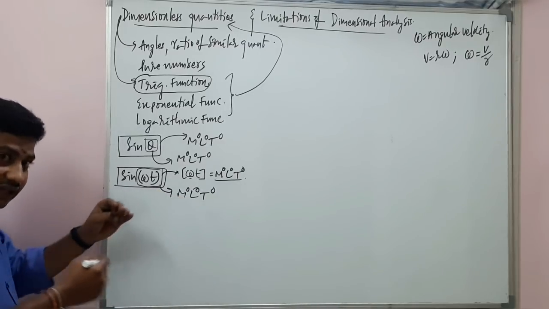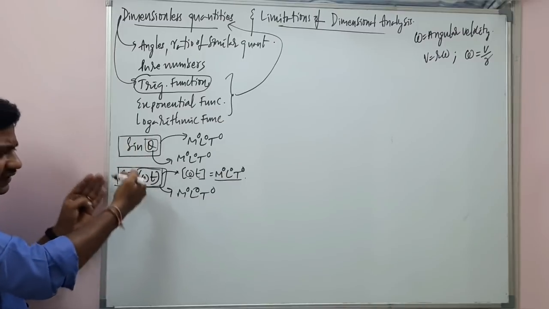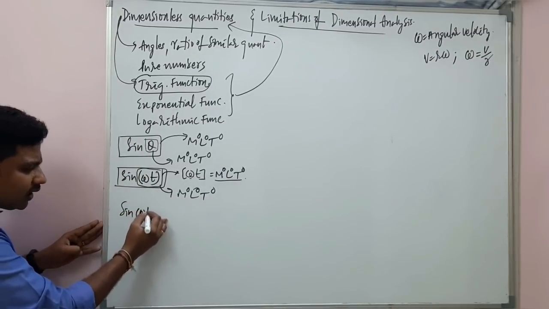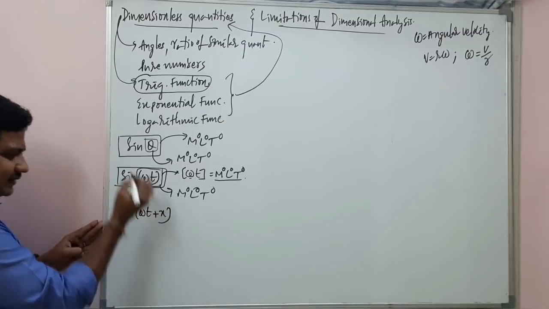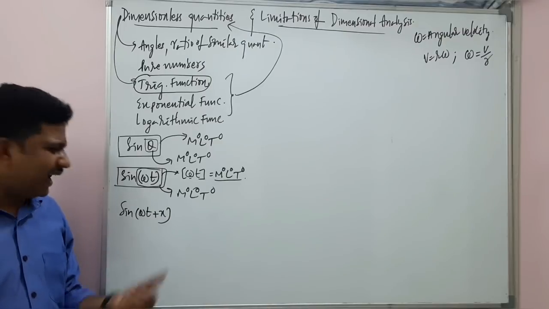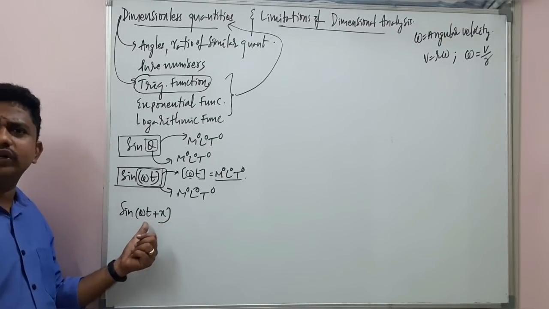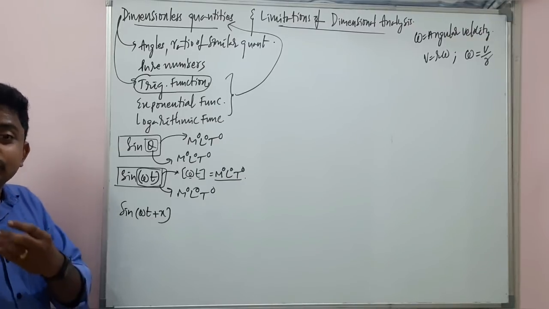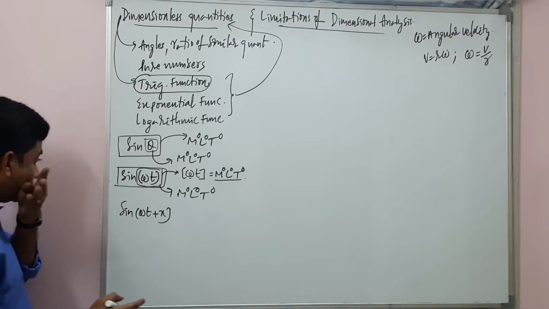Now, let's take one more. Slowly we are just increasing the level here. I'll write sine of omega t plus x. Anything inside it may be anything. x is a physical quantity, t is a physical quantity, omega is also a physical quantity. Carefully see, my dear students, here, carefully see.